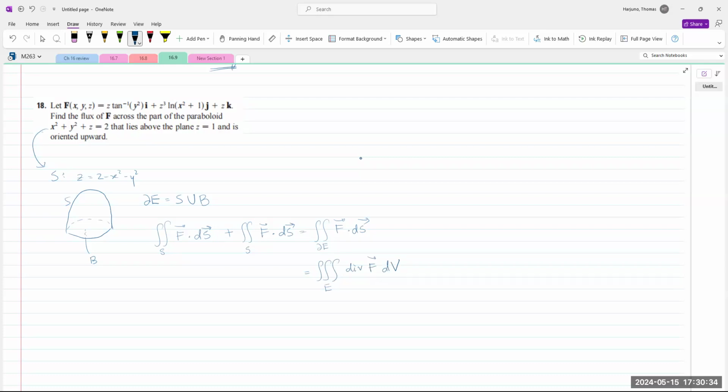So if we want to compute the double integral over surface S only, the paraboloid part, of vector field f dot oriented S, that is the same as the triple integral over solid E of the divergence of f dV minus the double integral over the bottom of f dot oriented surface S. And that's what we will do.